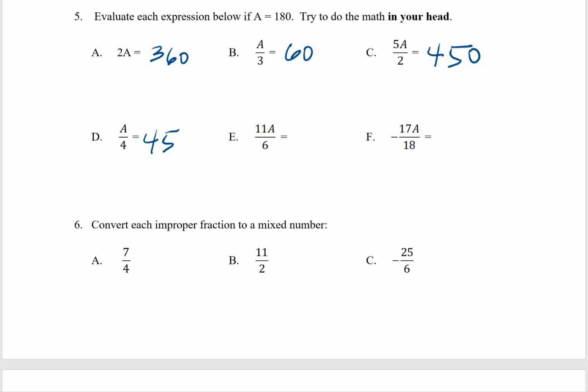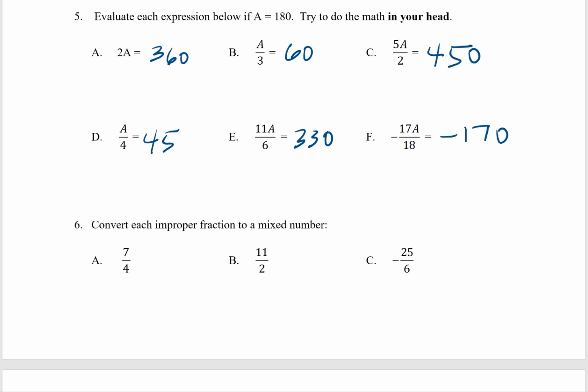Letter E is like letter C. I should do the division first. 6 goes into 180 30 times. 30 times 11 would be 330. And similarly on letter F, the answer will be negative. 180 divided by 18 is 10, and 10 times 17 is 170.